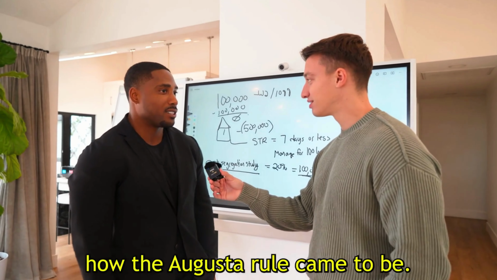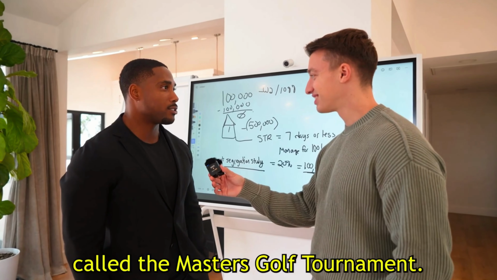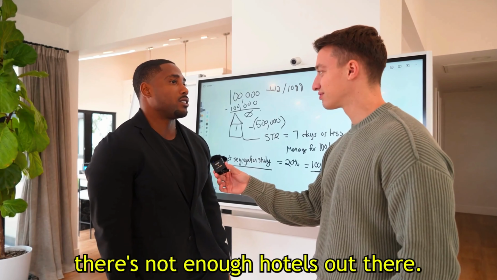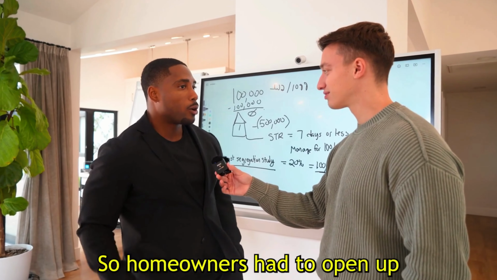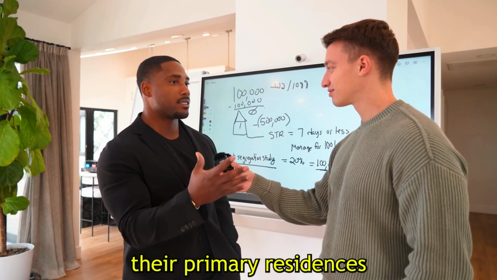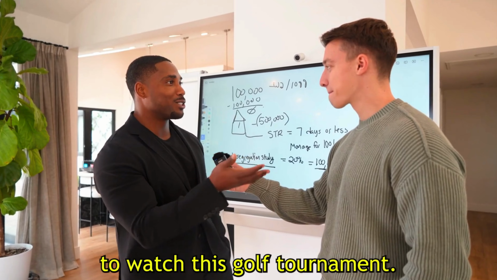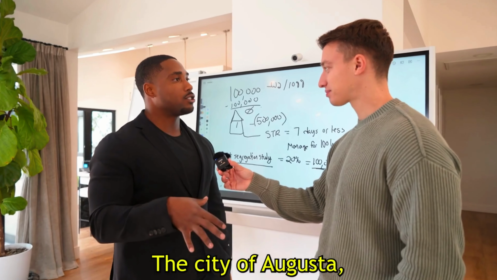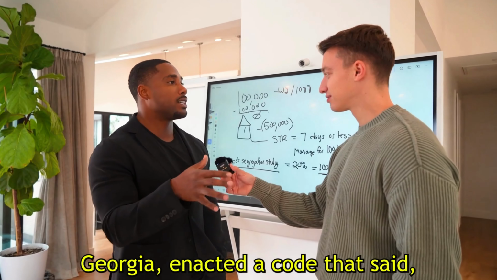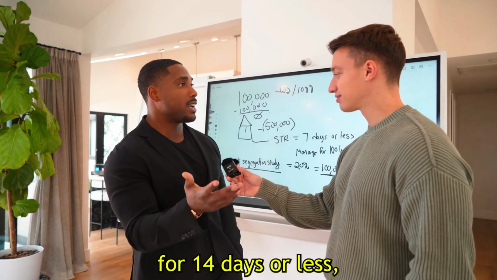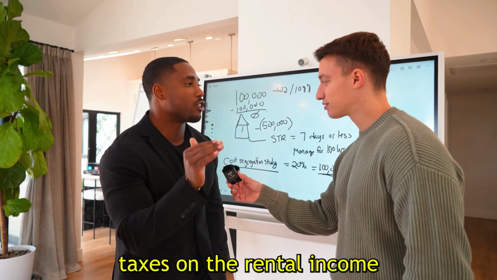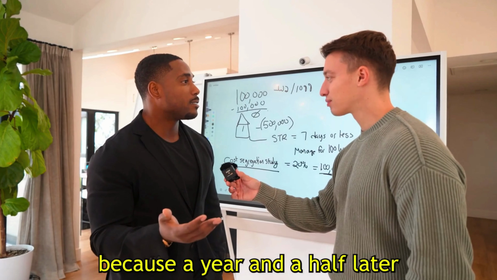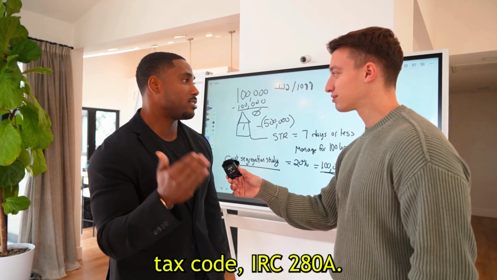And it's funny how the Augusta rule came to be. It was a golf tournament called the Masters Golf Tournament, held every single year in Augusta, Georgia. The issue with Augusta, Georgia is there's not enough hotels out there. So homeowners had to open up their primary residences to travelers coming in to watch this golf tournament. People have been watching Tiger Woods play at the Masters tournament for years. The city of Augusta, Georgia enacted a code that said if you rent out your property for 14 days or less, you don't have to pay taxes on the rental income in the state of Georgia. It's funny because a year and a half later, it became a federal tax code, IRC 280A.